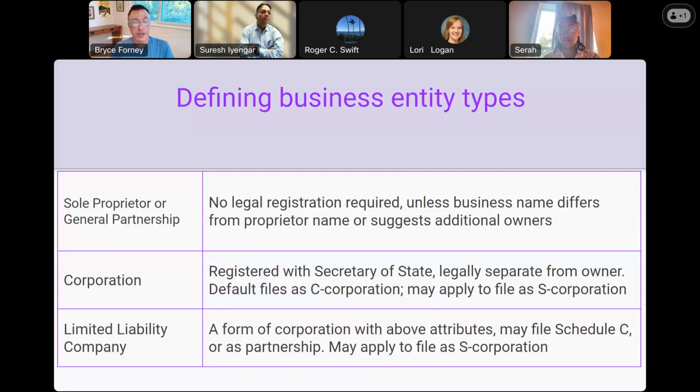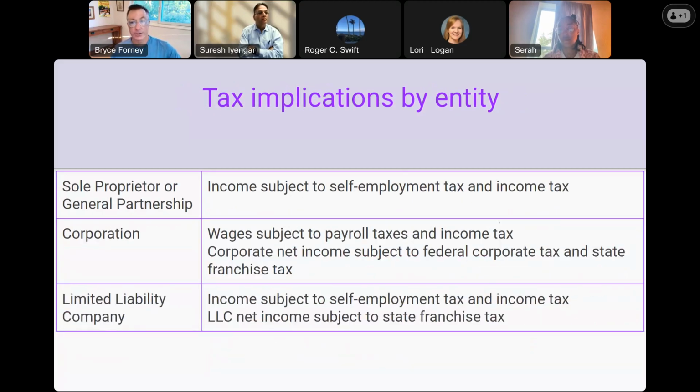I just wanted to make all of the entity types as they're reflected in the tax returns. So if you're a corporation, you can file with the IRS so that you get taxed as an S corporation. If you're an LLC, you can file with the IRS to be taxed as an S corporation. And that form is 2553. Again, a simple one-page form with the IRS to allow you to be taxed as an S corp.